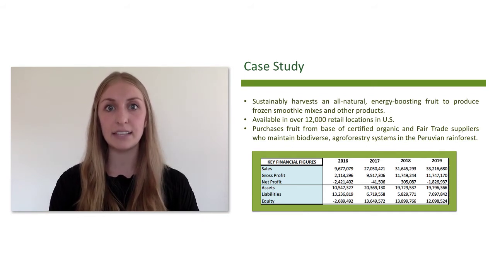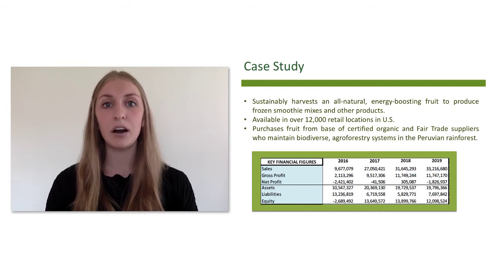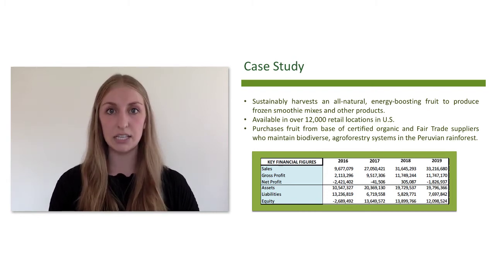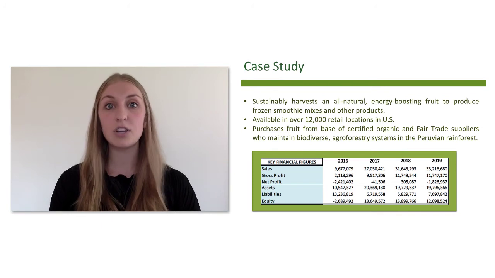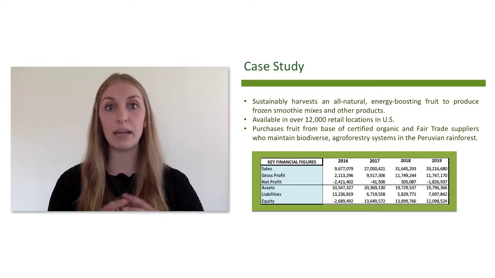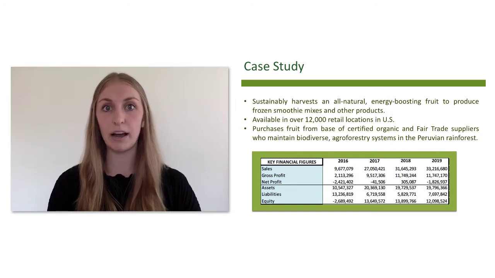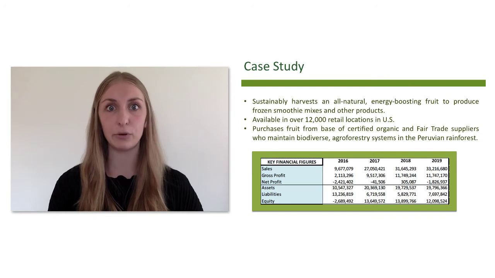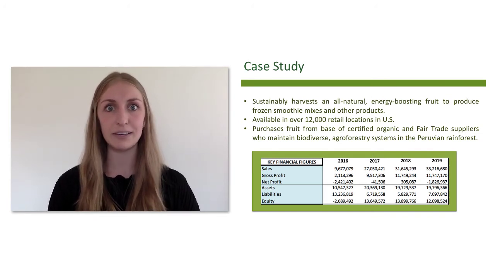So looking at the next slide, we have an example company here, and this company sustainably harvests an all-natural, energy-boosting fruit to produce frozen smoothie mixes and other products. Its products are already available in over 12,000 locations in the US, and it's purchasing this fruit from a large base of local suppliers in Peru. These suppliers are maintaining biodiverse, certified organic agroforestry systems in the Peruvian rainforest.